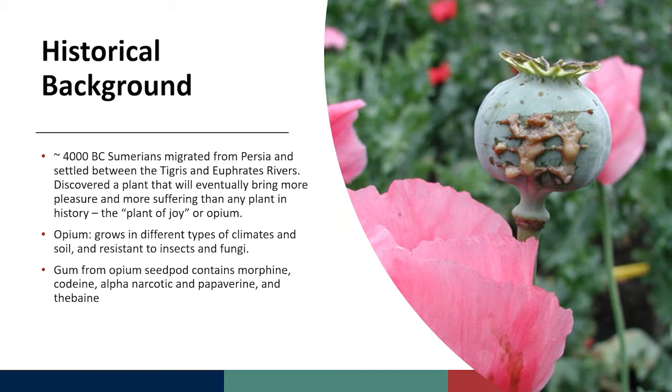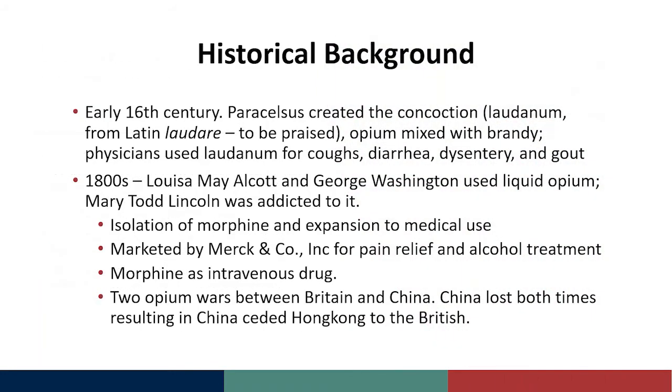Opium grows in different types of climates and soil and is resistant to insects and fungi. The gum from the opium seed pod contains morphine, codeine, alpha narcotic papaverine, and thebaine. In the 16th century, Paracelsus created the concoction laudanum, from the Latin word laudare, to be praised, opium mixed with brandy. Physicians used laudanum for coughs, diarrhea, dysentery, and gout.